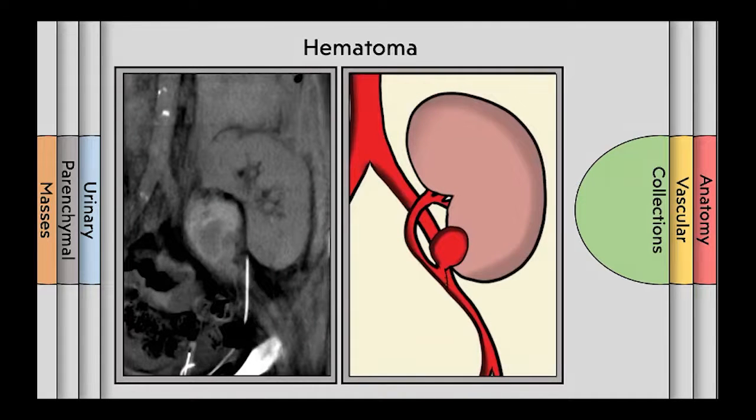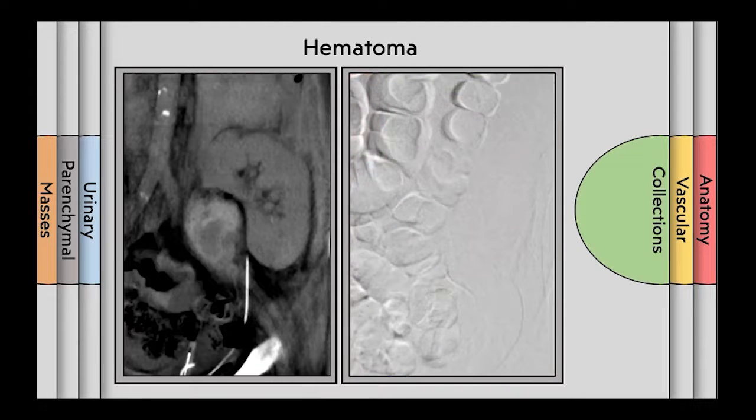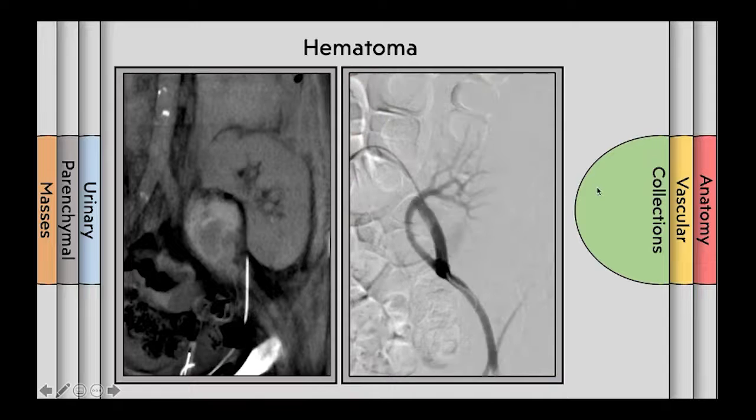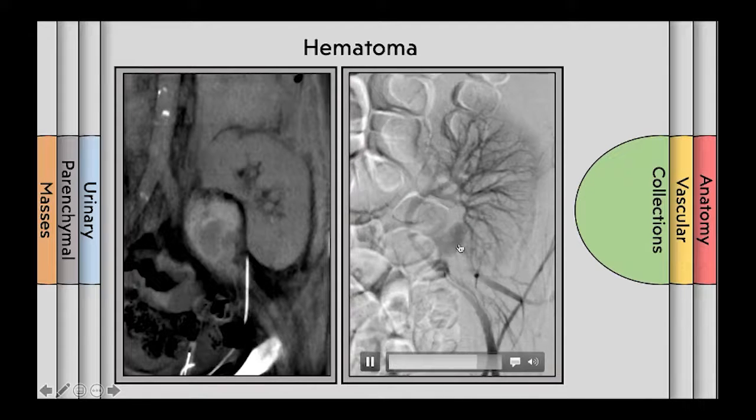Here is an example of a medial collection. These require a level of concern, as their origin may be from the anastomotic region. In this particular case, the hypodense area centrally actually represented a pseudoaneurysm, which is confirmed on angiography, right here.